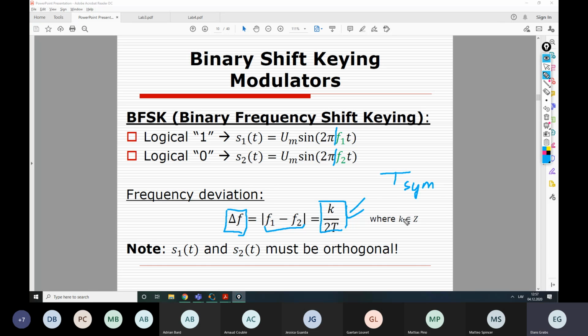For example, you have in your course project this parameter, right? And k is any integer number, 1, 2, 3, and so on. If this condition is satisfied, then these two signals are orthogonal. And that's exactly the case we are going to use for binary frequency shift keying signals.